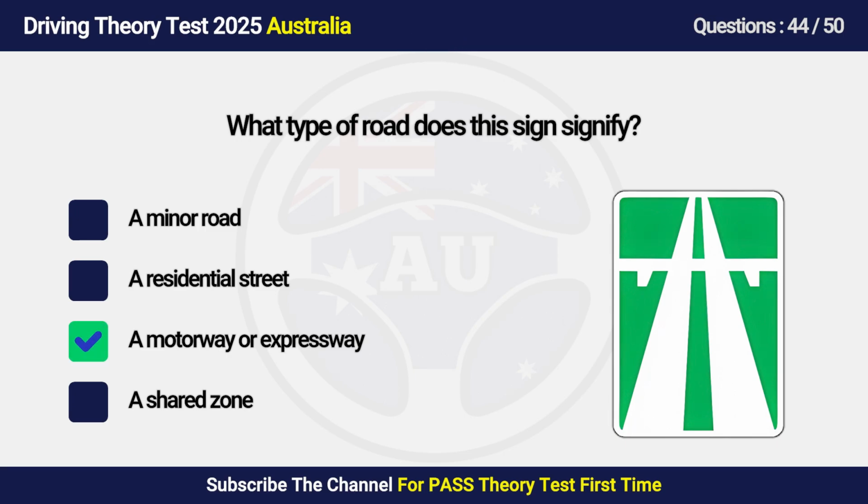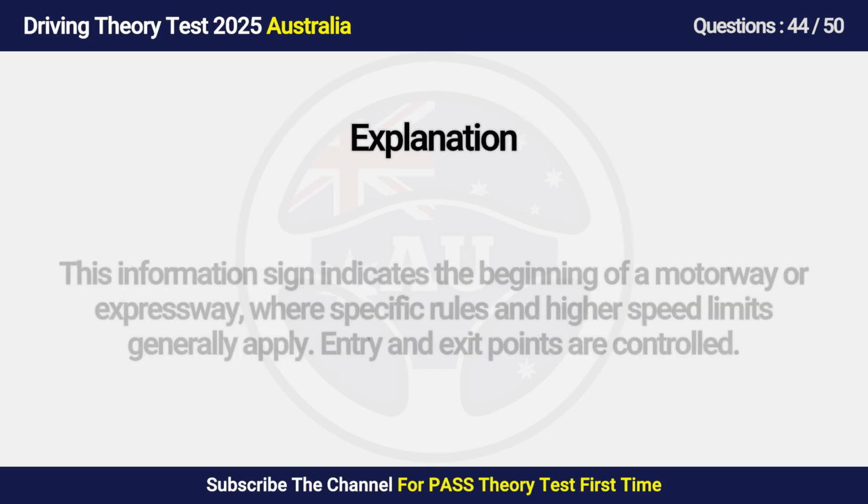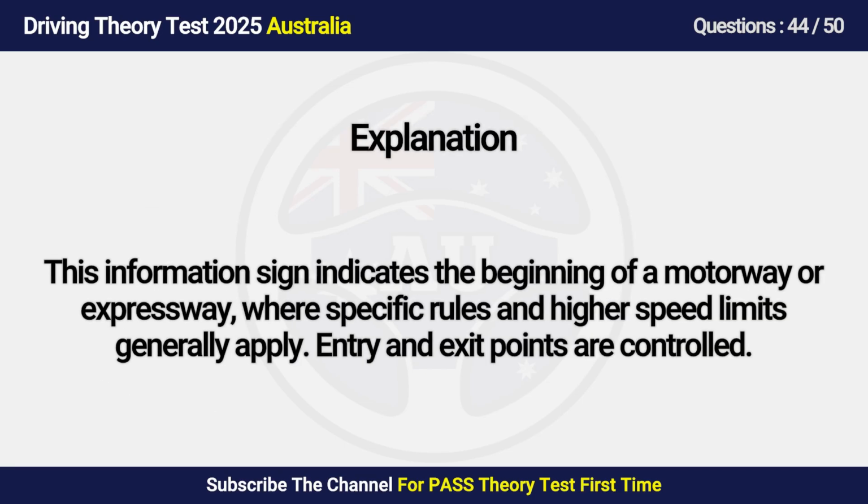Answer is C. A motorway or expressway. This information sign indicates the beginning of a motorway or expressway, where specific rules and higher speed limits generally apply. Entry and exit points are controlled.